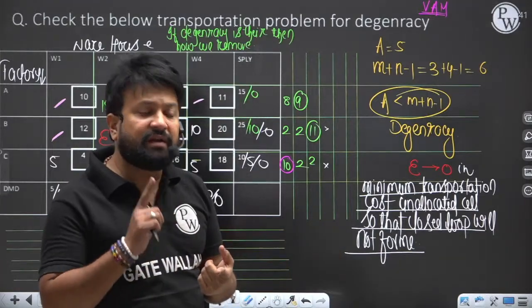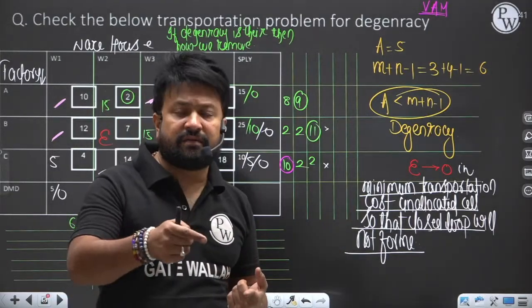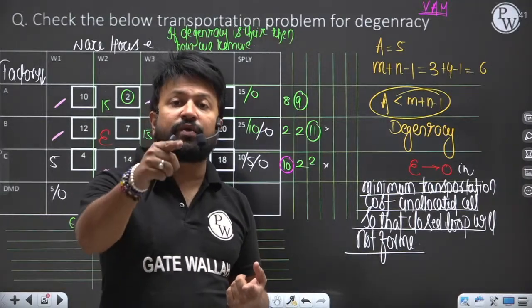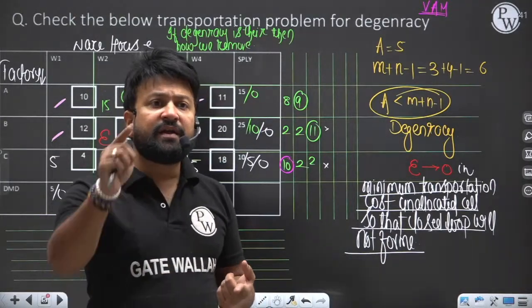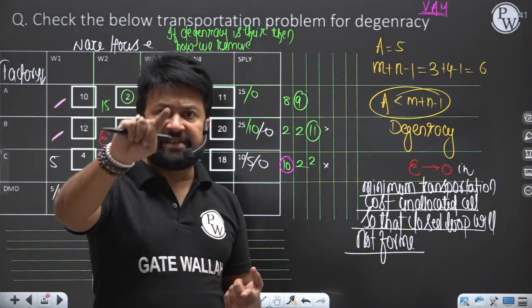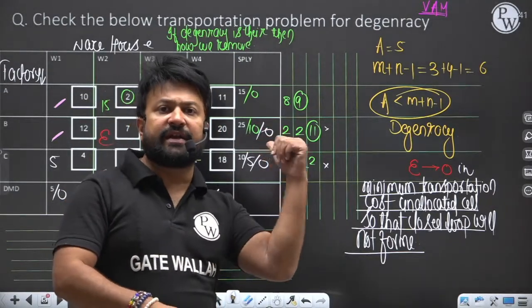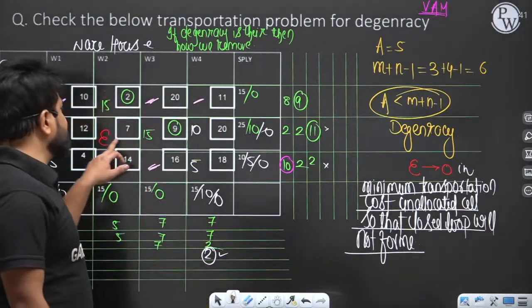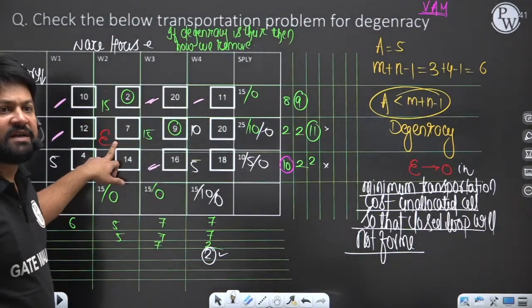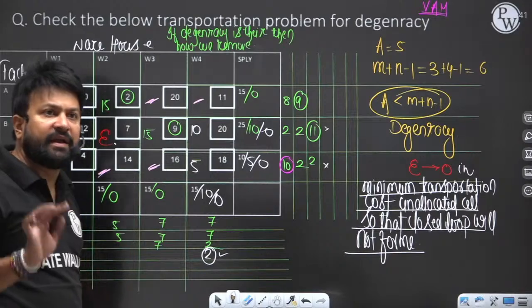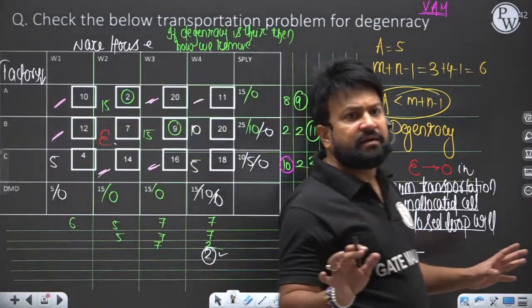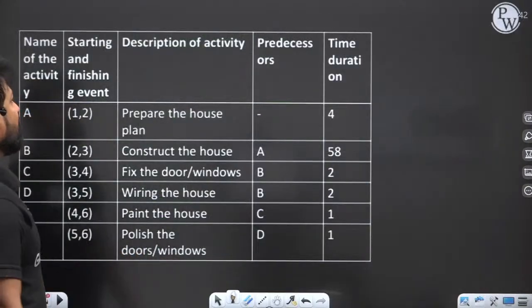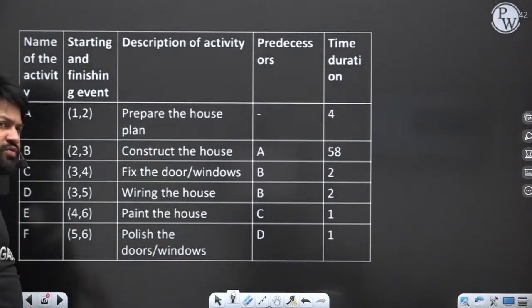Then he will ask from where we can allocate epsilon, which tends to 0, in the unallocated cell so that we can remove the degeneracy. So he will ask for the cell also. My dear, am I clear? So in the GATE, he can ask the question in such a manner. Okay, now let's solve this question.